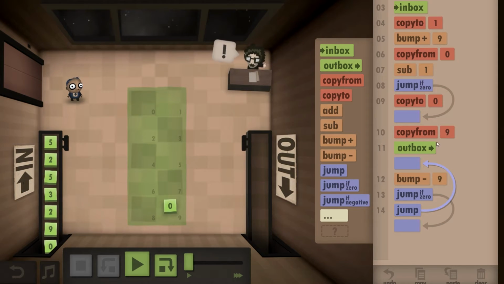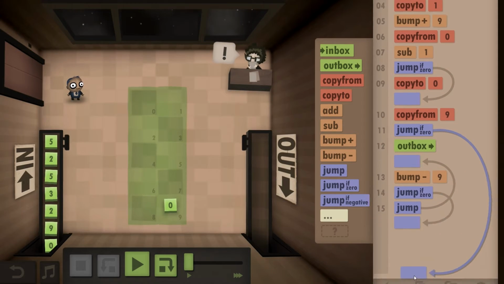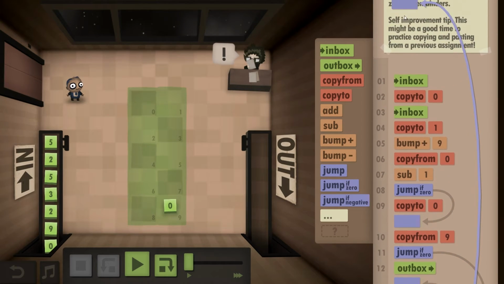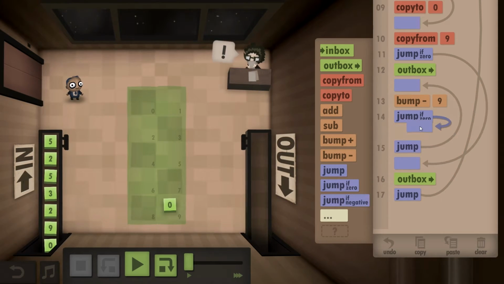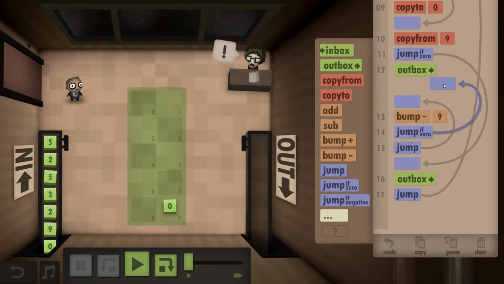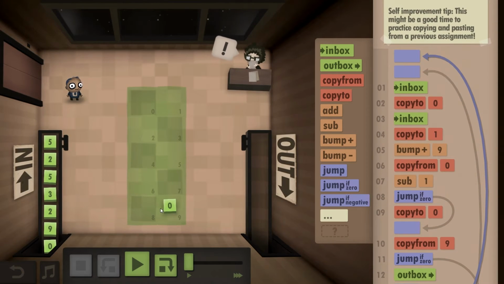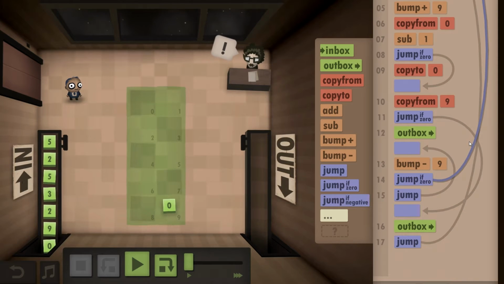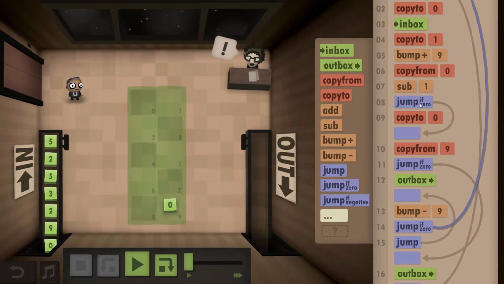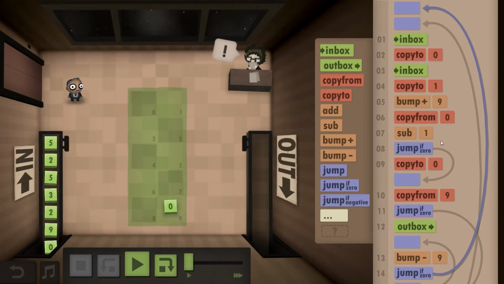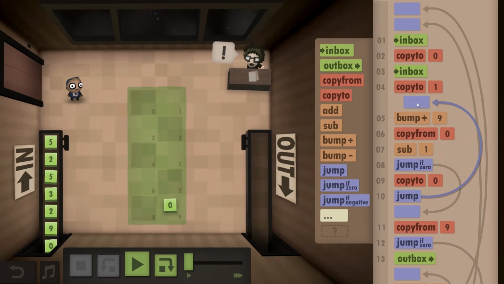However, if this was already 0, then what we really want to do is just outbox and restart. Like that. Is that good? Right. So that's that bit. Right. Oh God, I'm trying to wrap my head around this. So, if the number's zero when we sub it, we've got our answer, we go for it. If it isn't zero, then we copy it, jump back to the bumping stage.